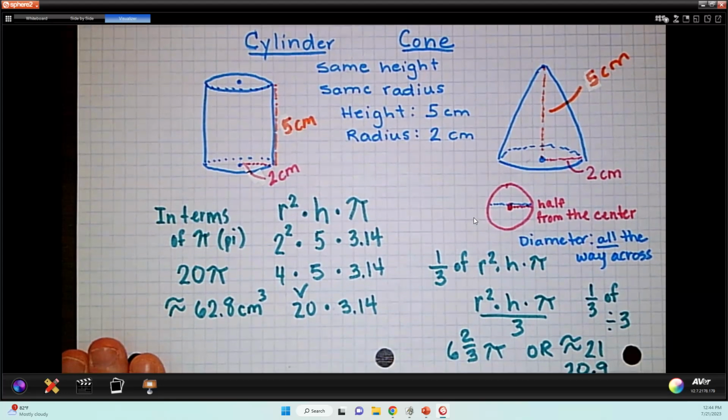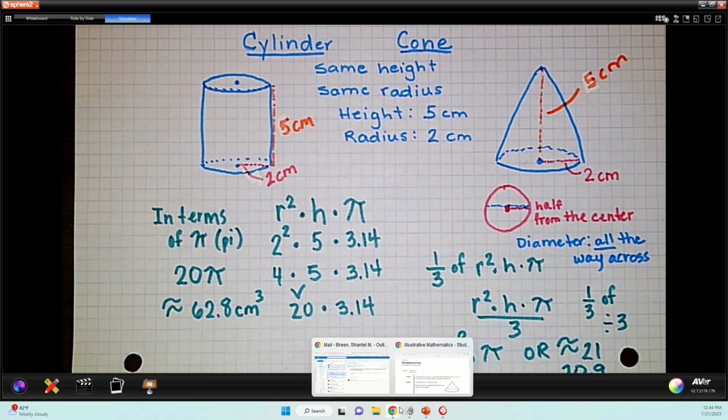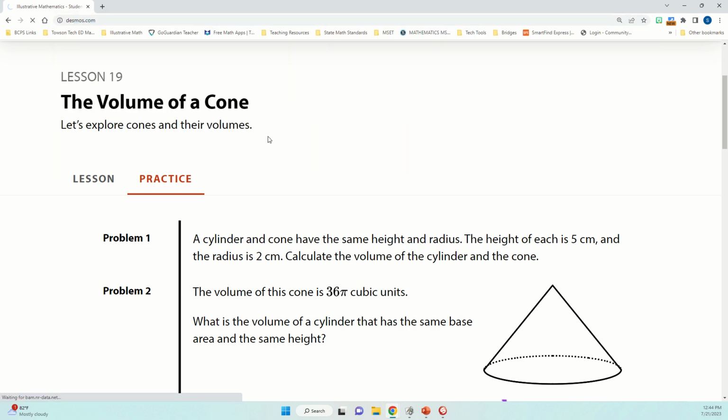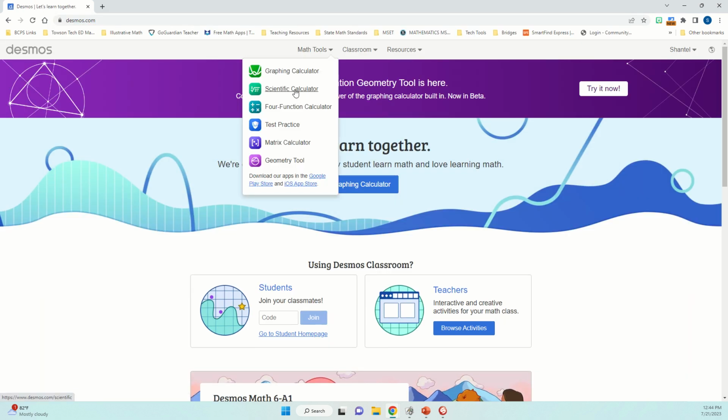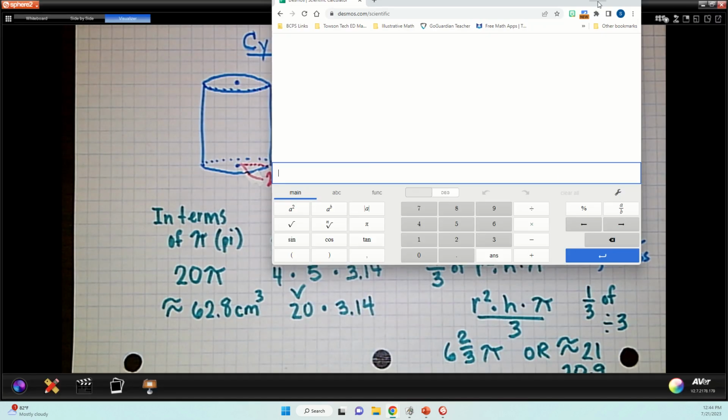We do have the pi button on the calculator, so students could come over. We use the Desmos calculator a lot, which is a nice tool. So I could open that up real quick, and I could just pop into my Desmos calculator, and I could just work out the math just to make sure that I did this all correctly. I'll do a little split screen here.